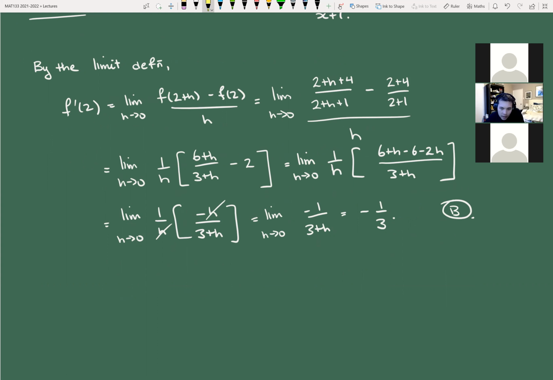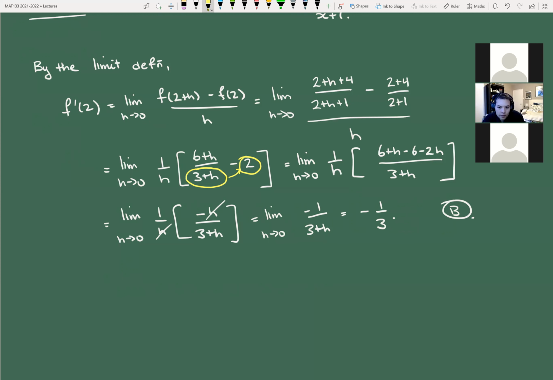Okay, so I got a question. How did I get -6 minus 2h? Right, so that is multiplying. When I want to give it a common denominator, I multiplied that by that. So that was a direct message for those of you wondering. To give it a common denominator, I write the right-hand side as 2 times 3 plus h divided by 3 plus h. And then if you expand the 2 in, that's how I get the -6 minus 2h.